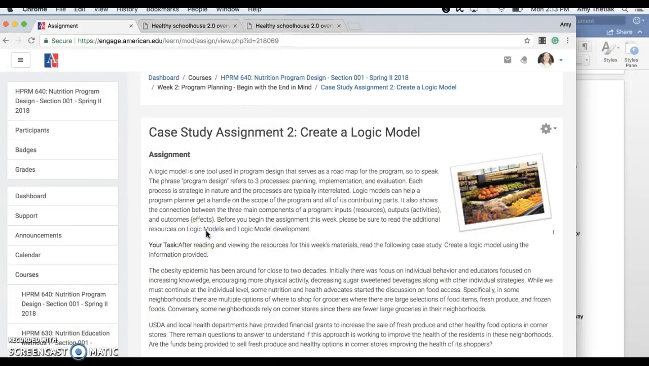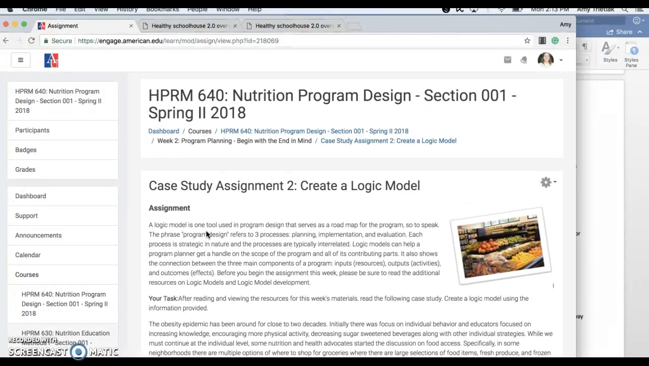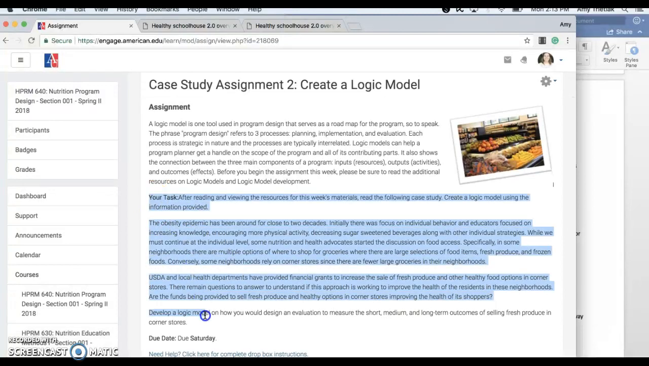Again, just to backtrack for just a moment, make sure that you've had a chance to go back and read the case study portion, which is this latter portion here for the logic model assignment. That's where I am pulling the information that I'm about to show you from.